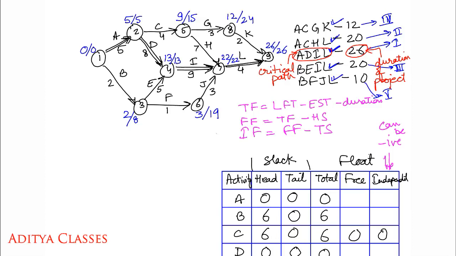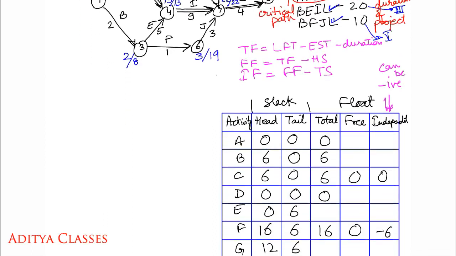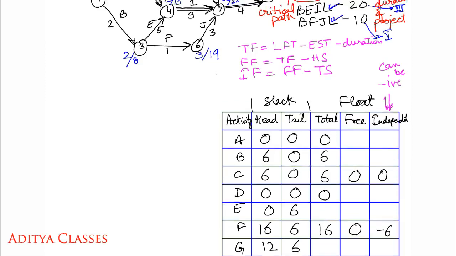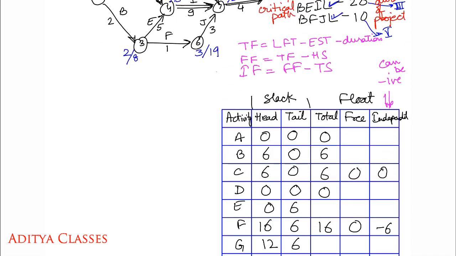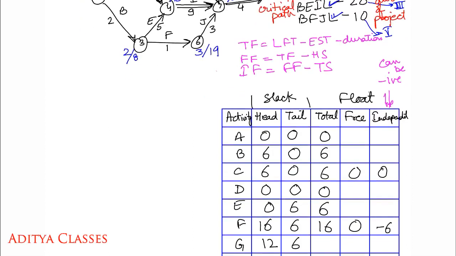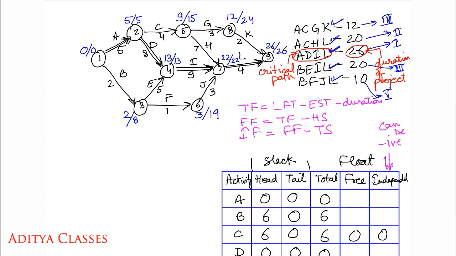Then we have E. 13 minus 2, 11. 11 minus 5, exactly 6. For E we get 6 once again. Then F is done. Let us have a look at G.